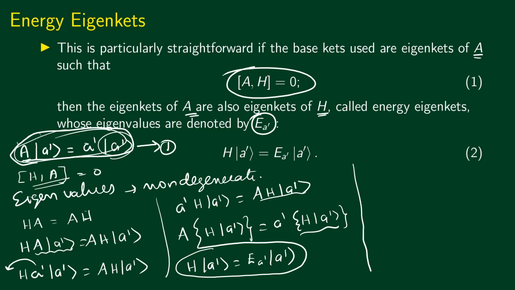Now, if the eigenvalues are degenerate, we can still prove that. We can still show that you can choose a basis in which the basis vectors are common eigenkets of both A and H. So, in a nutshell, to summarize, if A and H commute, whether the eigenvalues are degenerate or non-degenerate, we can always choose a basis which are common eigenkets of A and H. This is the important point.